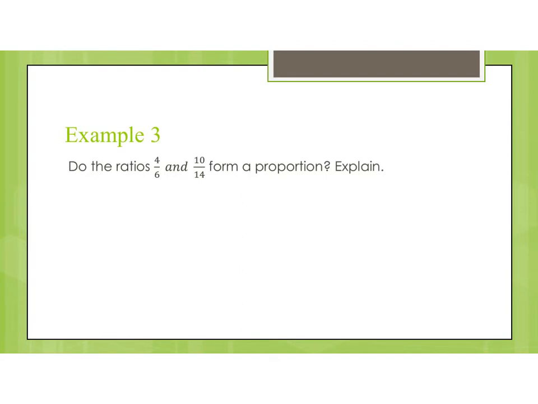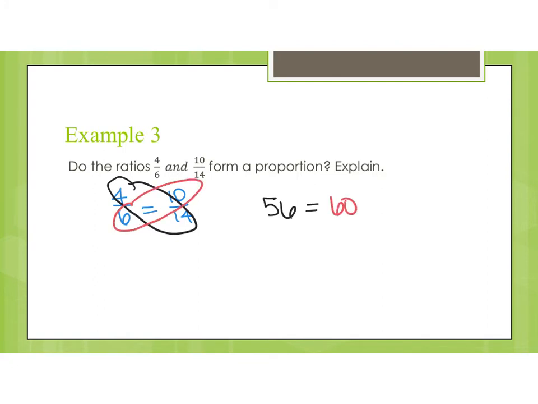For example 3, it says, do the ratios 4/6 and 10/14 form a proportion? And we have to explain why. So ultimately, we are looking to see, is 4/6 equal to 10/14? So we can prove this by doing a cross product. So I end up with 4 times 14, which is 56, is equal to, if I do the product of the other diagonal, 6 times 10, which is 60. Well, 56 is not equal to 60. Therefore, these are not a proportion.